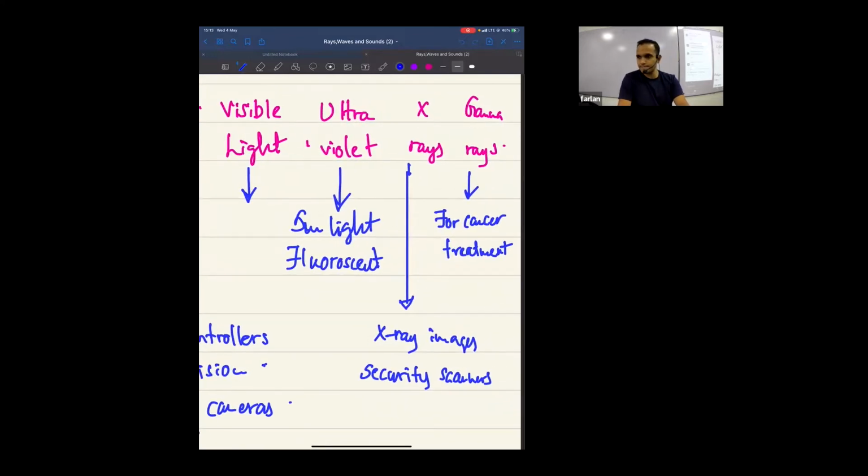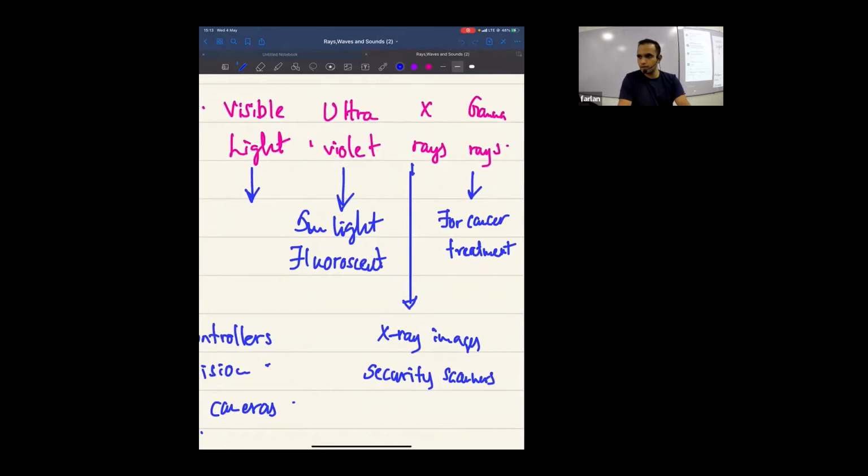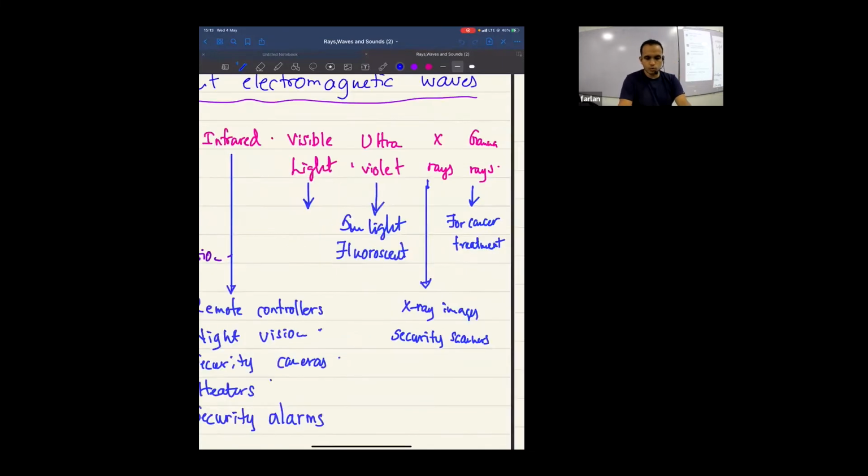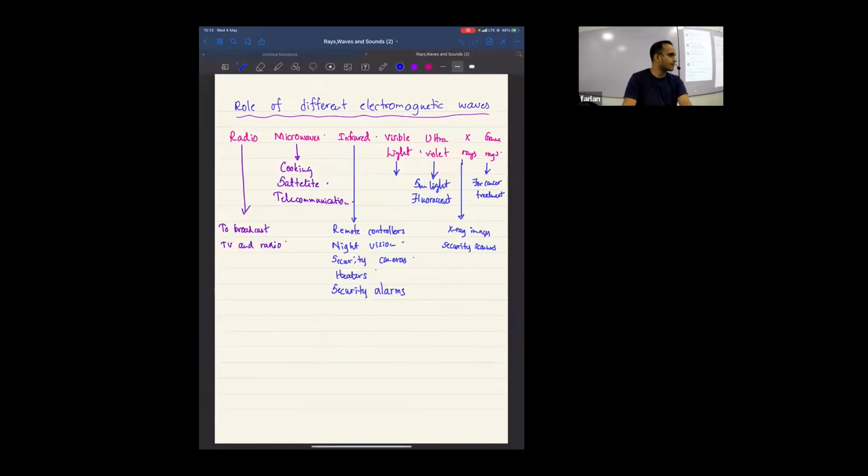Sunlight is ultraviolet? Yeah, sunlight. So how can we see? It's a mix of both. Okay. Gamma rays are used for what? For treatment of cancerous cells. Gamma rays are also used in PET scanning.